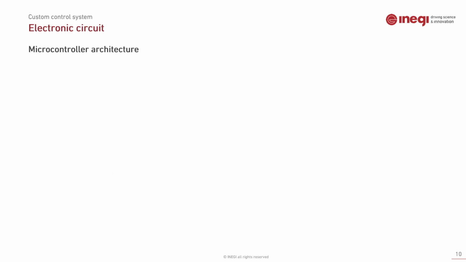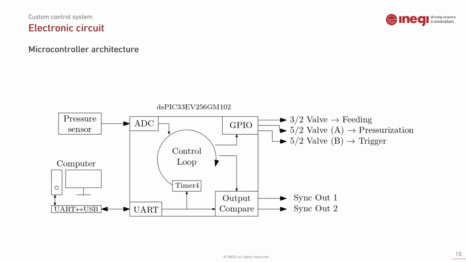Regarding the electronics development, the controller was implemented using a DSP from Microchip Technology, which is connected to a computer using a USB adapter exposing a COM port on the computer. Through a developed user interface, it is possible to configure the output pulses, select the target pressure, and start the procedure. This in turn starts timer 4 and its associated control loop, which is responsible for reading the pressure sensor using the ADC module, controlling the valves using GPIO pins, and, when the target pressure is reached, trigger the corresponding valve and output two sync signals using the output compare module.